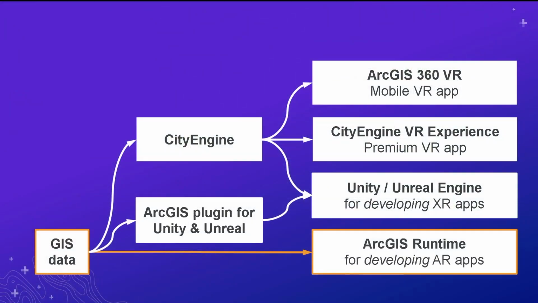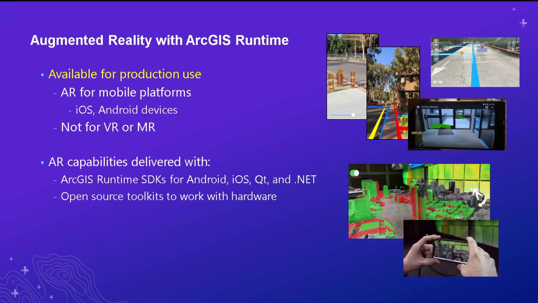Now, the next option for working with GIS data is using ArcGIS Runtime, a developer technology for building or developing AR applications. Now, augmented reality with ArcGIS Runtime is now available for production use. We've delivered this last year and we continue to enhance it going forward. These are AR capabilities introduced for mobile platforms, for iOS and Android devices. These capabilities are not available for VR or mixed reality solutions.